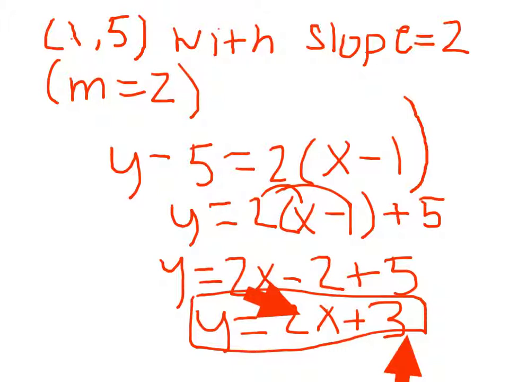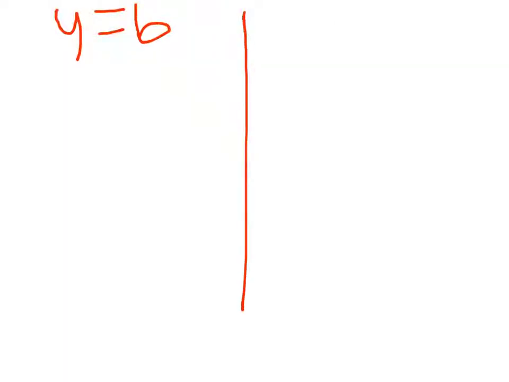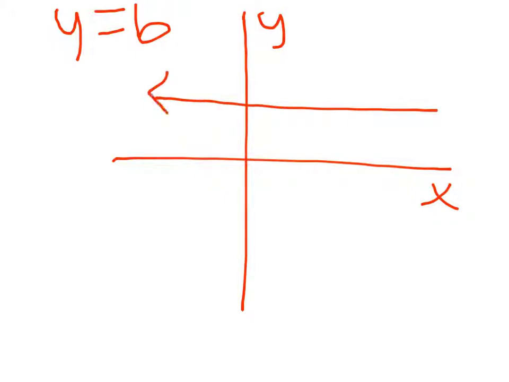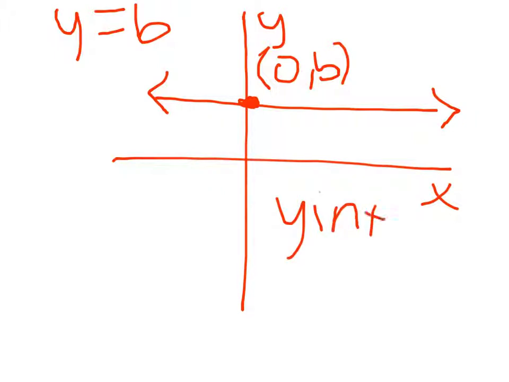So now we're going to learn about the equation of a horizontal line. It looks like this. It's given in the form of y equals b. And on an xy graph, it looks like this. And that's your y-intercept right there, that point on the y, because that would be 0, b. So your y-intercept equals b.